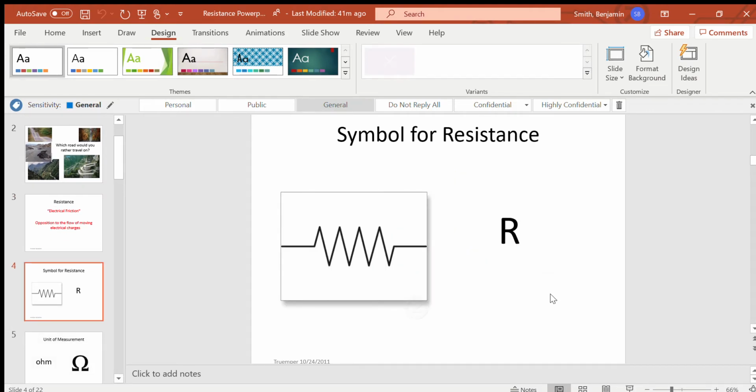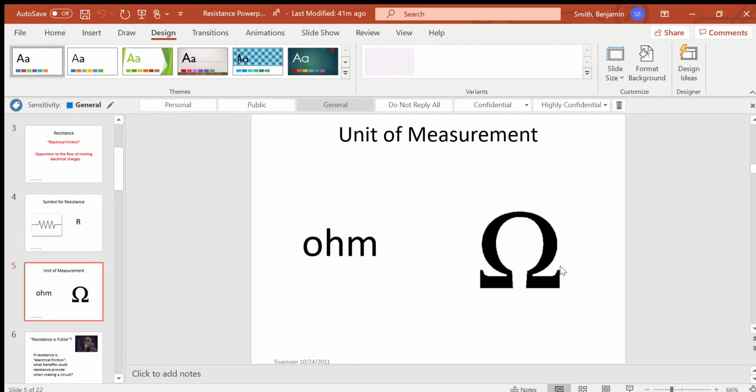When you think about a circuit, we often draw resistors as these little squiggly lines. This part would be a continuation of the circuit, and the resistor is just several jagged lines, and then it continues on to the rest of the circuit. We usually represent resistance with an R, capital R. Now, the unit for resistance is measured in ohms.